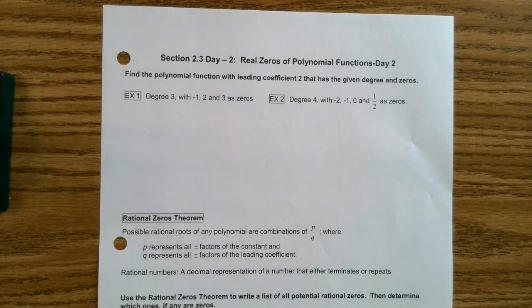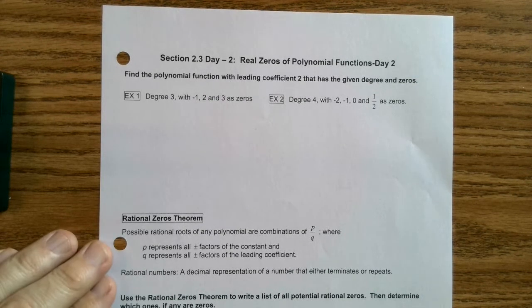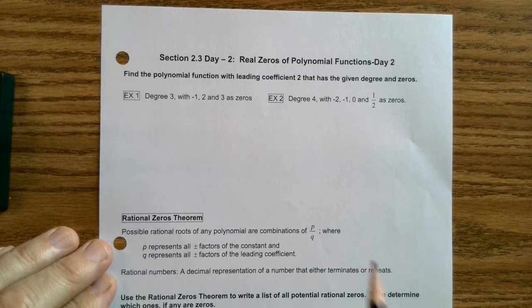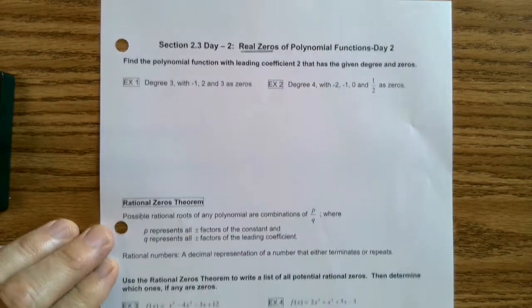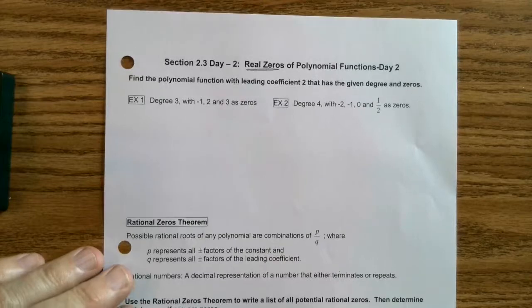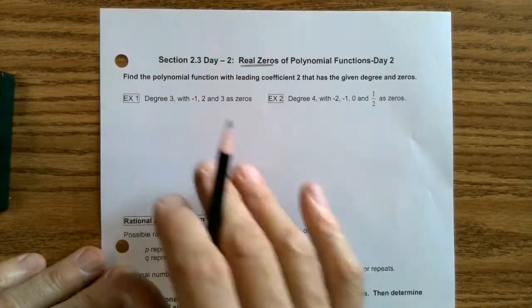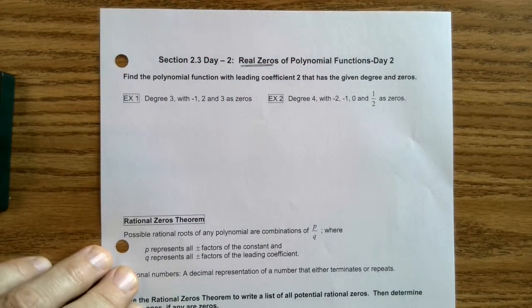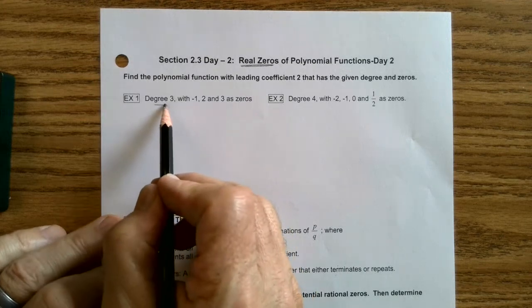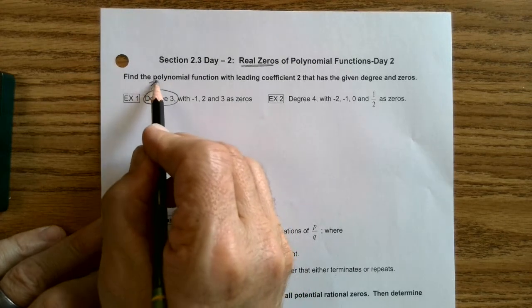So this one just starts, section 2.3, day 2, real zeros. You're actually going to be solving once we get down here, okay? But up here, this is just an exercise to get you practicing your algebra, to be honest. So this says degree 3. We'll come back to that in a minute.